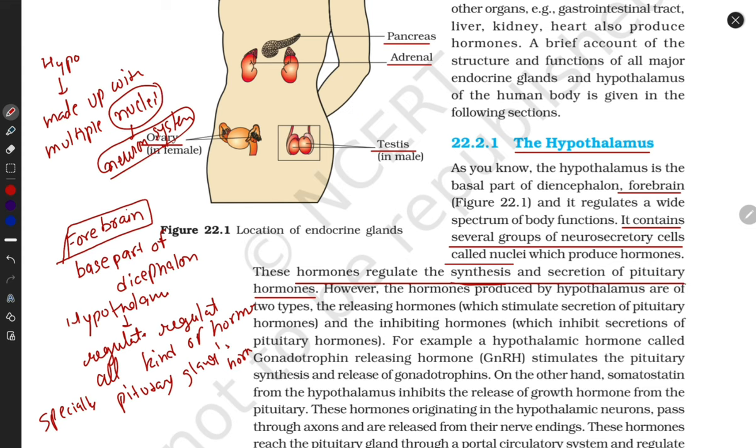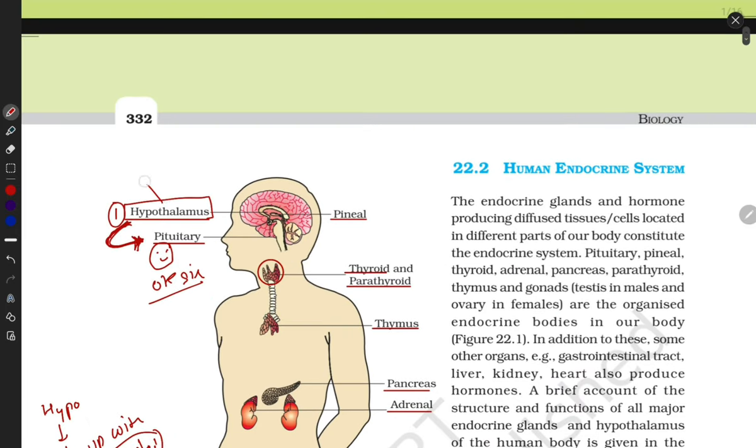Alright, this term was clear previously. The hormones produced by the hypothalamus are of two types: releasing hormones and inhibiting hormones. It means the hypothalamus releases two kinds of hormones.